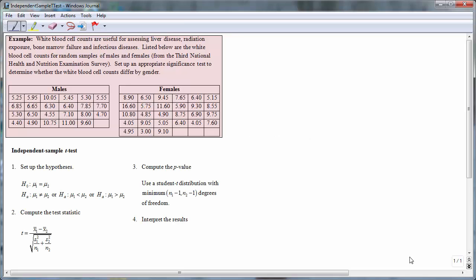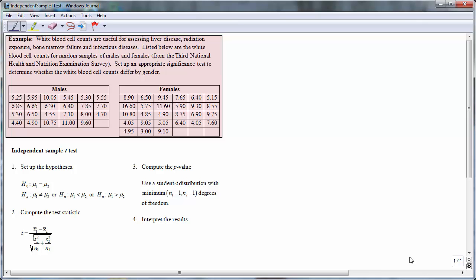The independent sample t-test is designed to compare the averages of two groups to determine whether or not the differences are statistically significant. In this example, we compare the white blood cell counts of males and females. The white blood cell count data was obtained from the National Health and Nutrition Examination Survey.